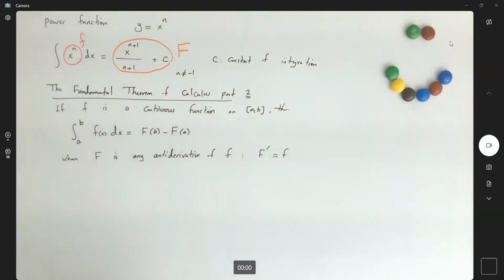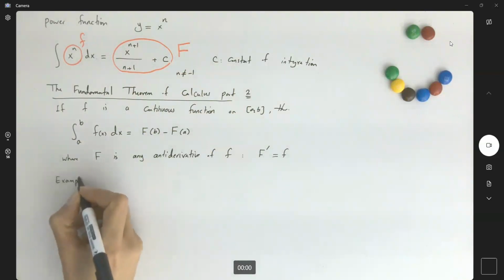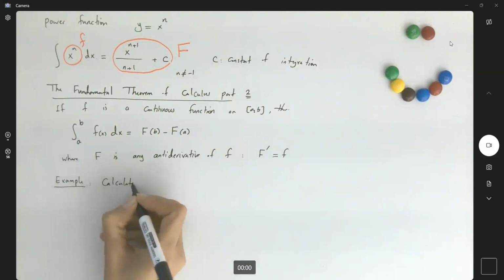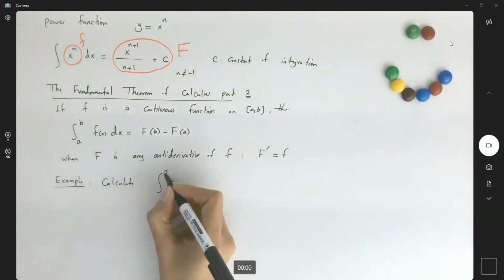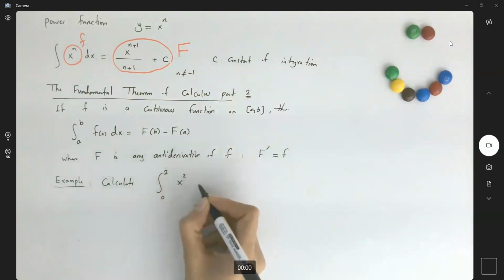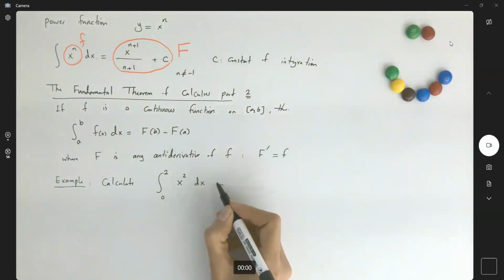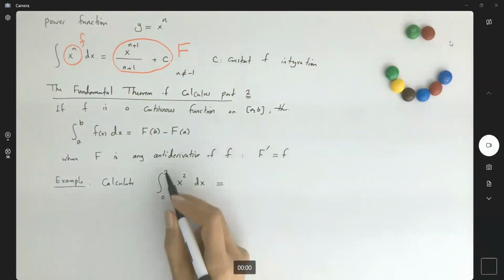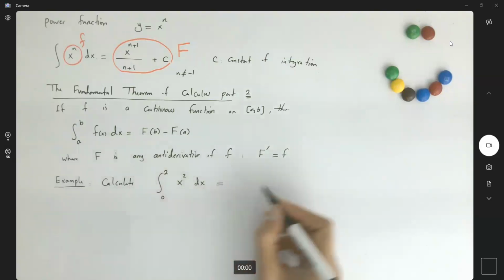Let's take a look at the following example. Suppose I ask you to calculate the integral from 0 to 2 of x squared dx. The very first step is to find this integral without using the boundaries. We need to find that F. What is F?